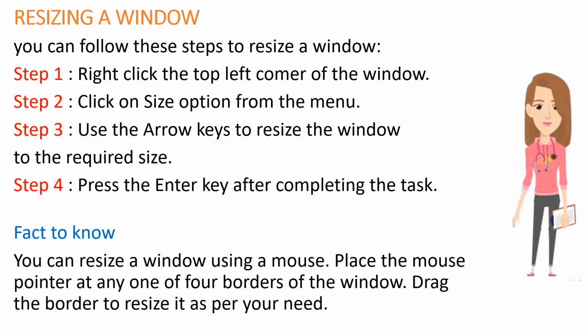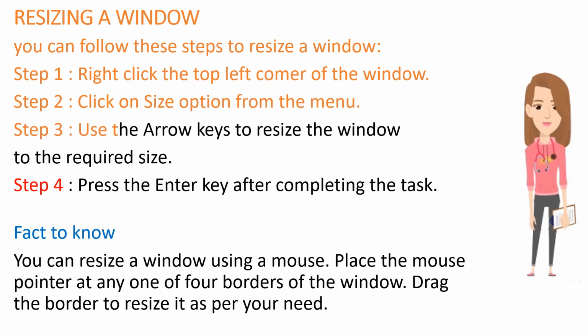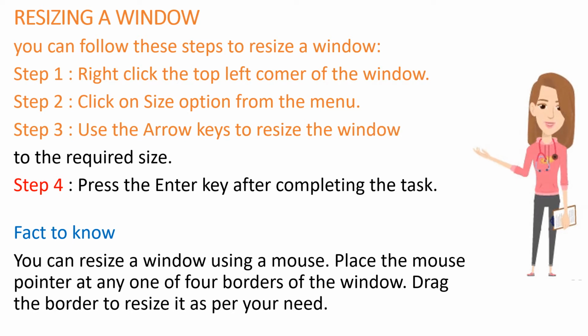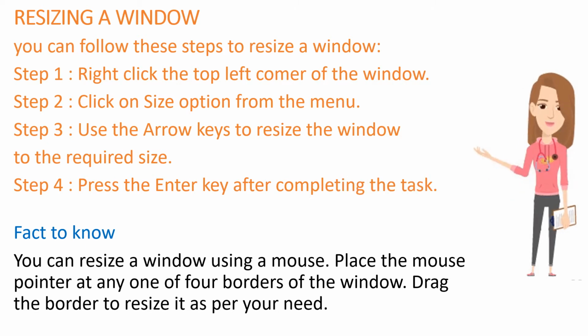Resizing a window. You can follow these steps to resize a window. Step 1. Right click the top left corner of the window. Step 2. Click on size option from the menu. Step 3. Use the arrow keys to resize the window to the required size. Step 4. Press the enter key after completing the task.